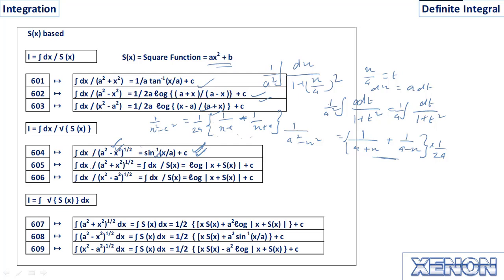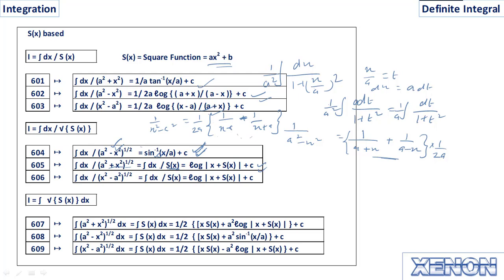Similarly, the integration of dx upon a square plus x square to the power 1 upon 2, that is the integration of 1 upon square root of a square plus x square, will be log x plus sx. And we will convert this equation to integration of dx upon sx, right? Then we will get the integration as log mod x plus sx plus c.